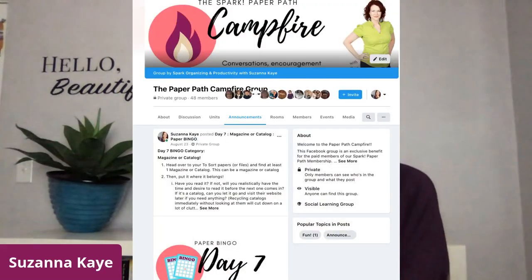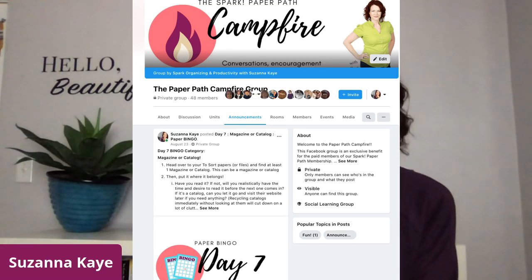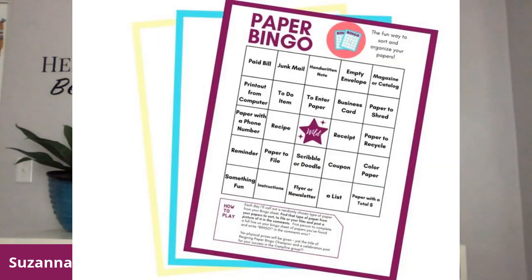And one of the things that we do in the Paper Path, along with the membership, there's a Facebook group called the Paper Path Campfire Group. And this is a fun, encouraging group. It's a private group just for the Paper Path members. And within this group, we love to play games. We do challenges. We had a paper scavenger hunt.